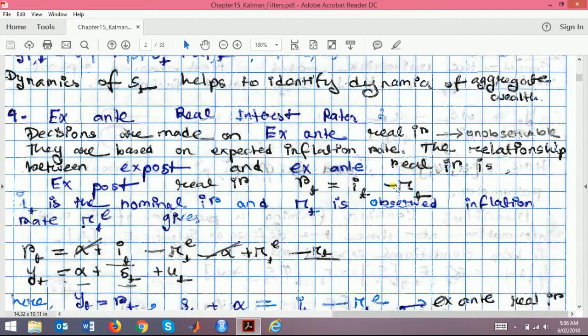So when you are using the observed inflation rate, that is ex post. But when you are taking the expected inflation rate, which is not observed yet, that is assumed, that is ex ante. When you are taking an inflation rate that is observed and realized now, it is no more an assumption, that is ex post.